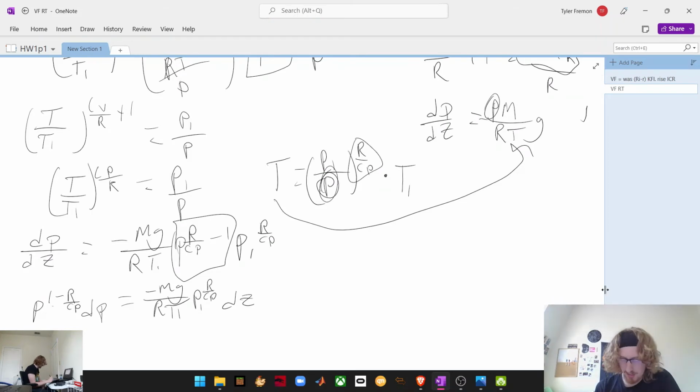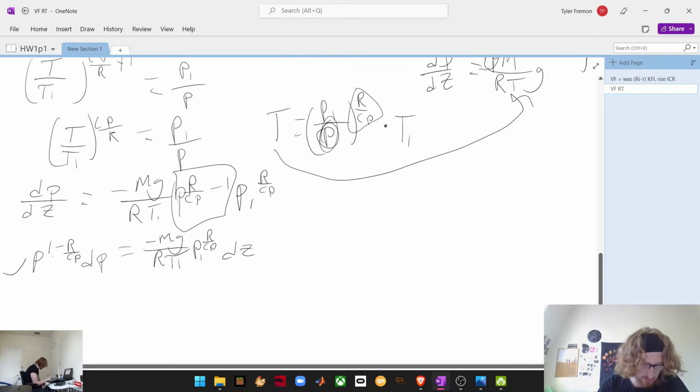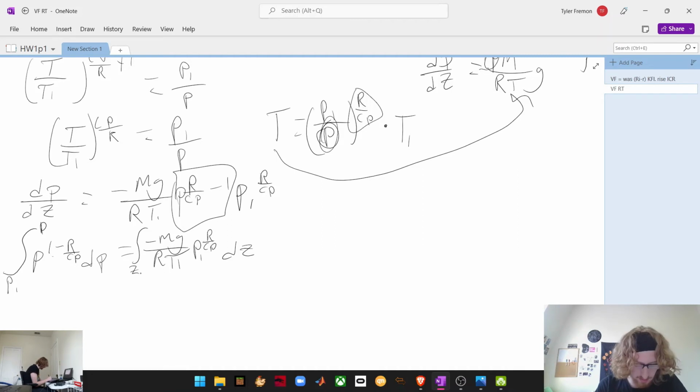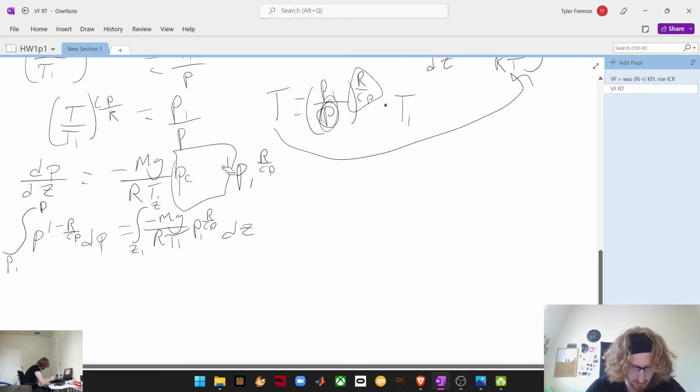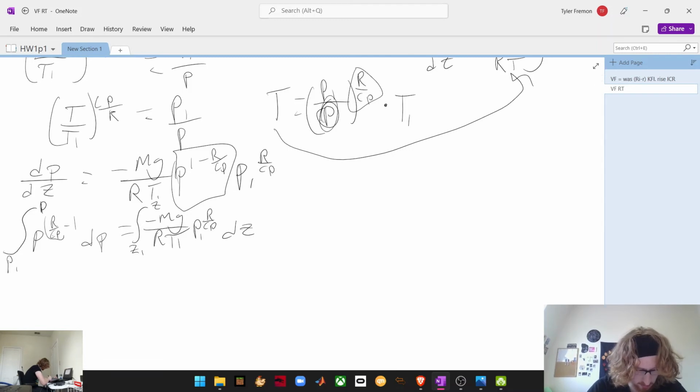And then we can integrate each side. So here we're going to be integrating from our known pressure to an unknown pressure. And over here, we're going to be integrating from our known z, z1, to z, our dummy variable of integration. And real quick before we integrate, I accidentally mixed up the order of our exponents here. So here we're going to have R over Cp, and then down here we're going to have R over Cp minus 1.